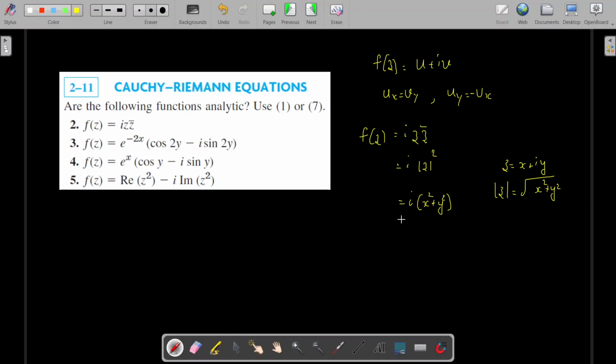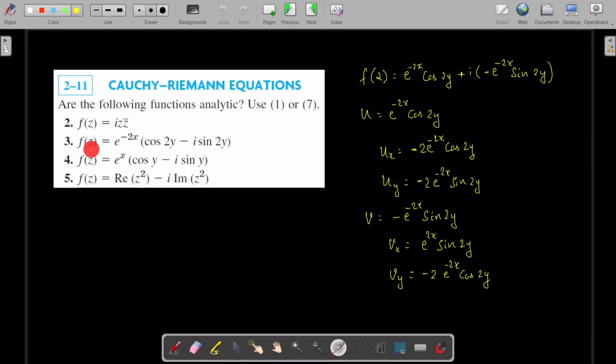So the real part of this function is equal to 0. So u is equal to 0 and v equal to the imaginary part of the function, that is x square plus y square. So what happens when you find ux? It equals 0 because u equal to 0. And what about vy? This is equal to the partial derivative of v with respect to y. So it is 2y. We may consider x as a constant here while we find the partial derivative with respect to y. So vy equal to 2y. So we may conclude that here ux is not equal to vy. Therefore, this function is not analytic.